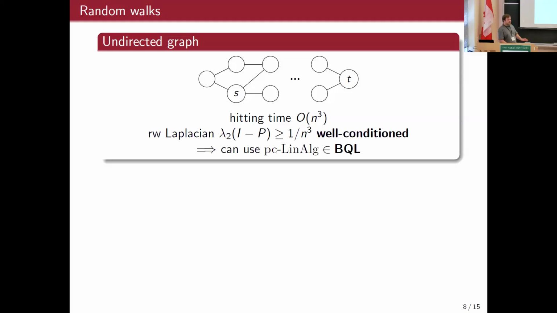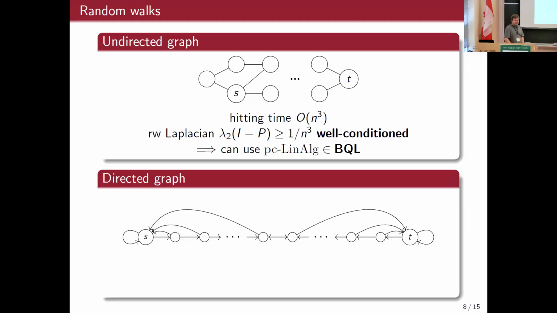And then this would also very directly give a BQL algorithm. For example, I don't want to get into too much detail, but one could estimate the kernel dimension, which would allow us to count the number of connected components, which would even be harder than deciding if S and T are connected.